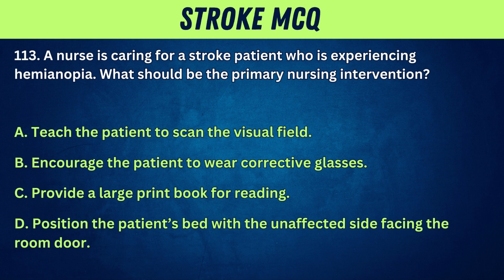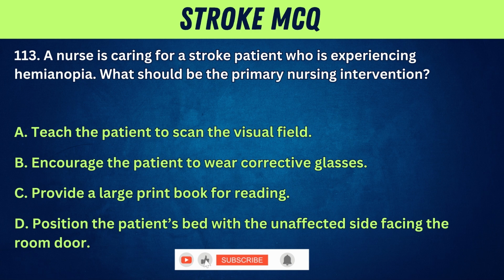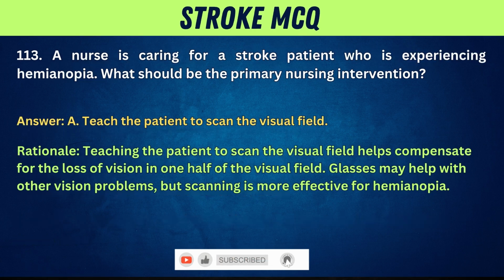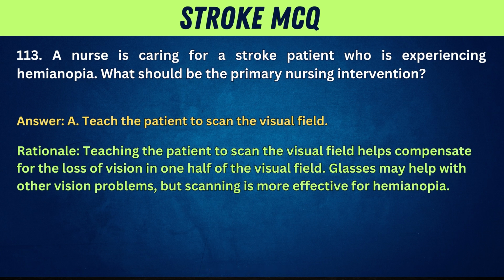113. A nurse is caring for a stroke patient who is experiencing hemianopia. What should be the primary nursing intervention? A. Teach the patient to scan the visual field. B. Encourage the patient to wear corrective glasses. C. Provide a large print book for reading. D. Position the patient's bed with the unaffected side facing the room door. Answer: A. Teach the patient to scan the visual field.